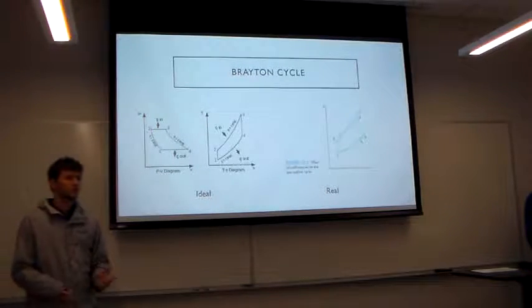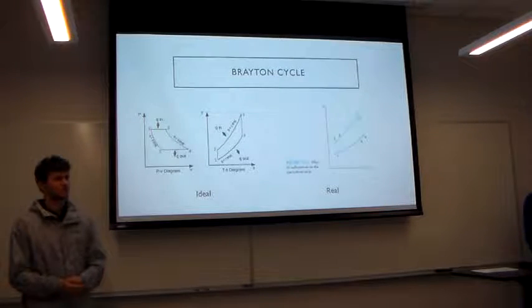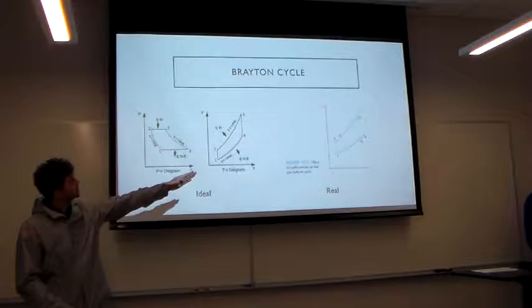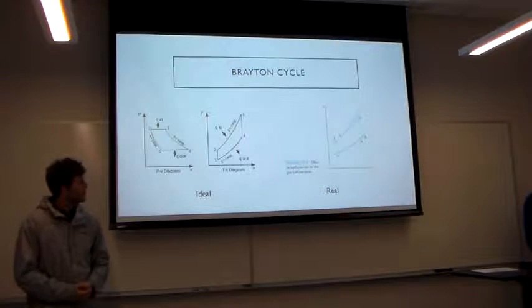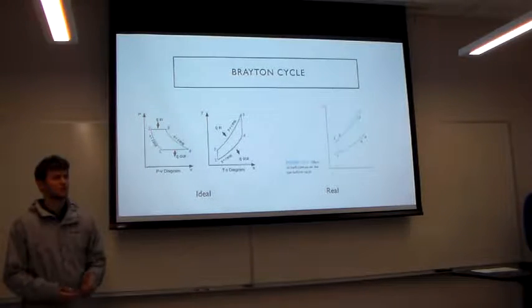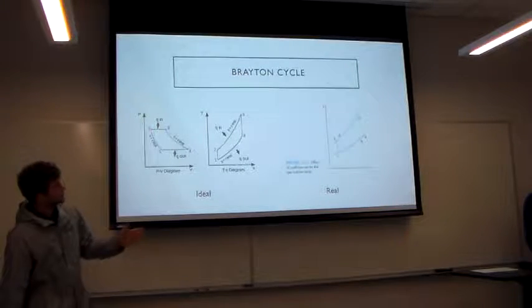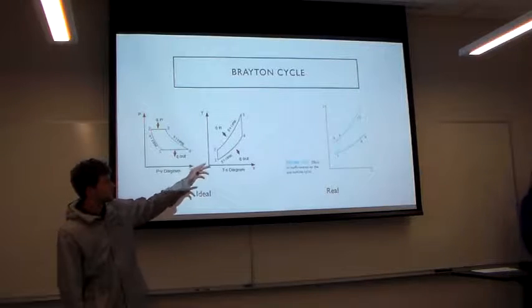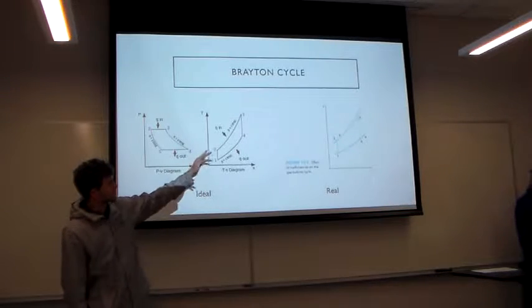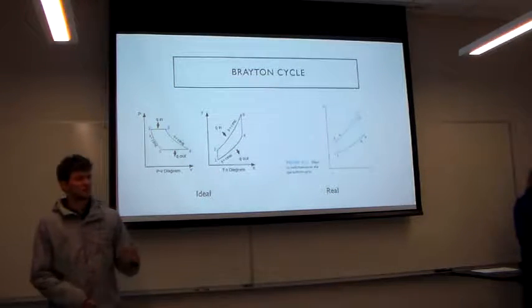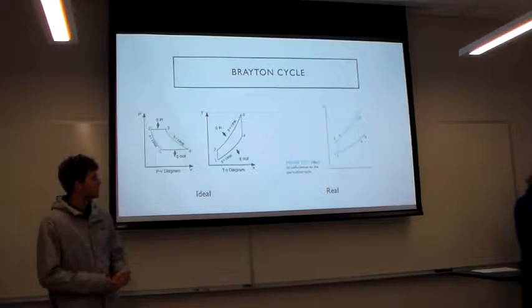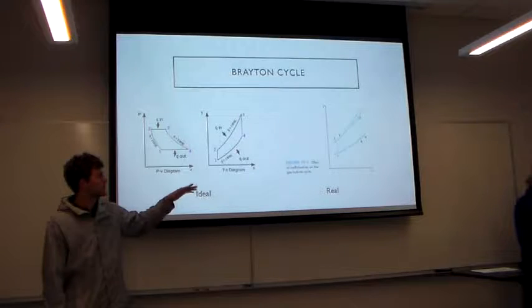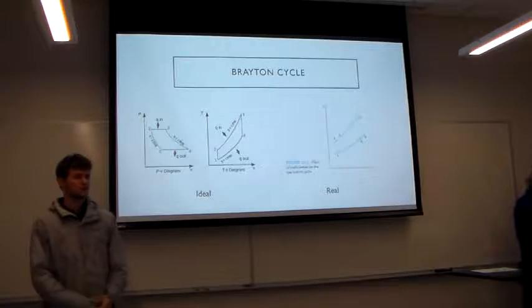But obviously, due to real life irreversibilities, friction, etc., this is not the case. So on the right here, we have an illustration to see the differences between ideal and real. Due to the second law, the entropy is going to go up from 1 to 2, which is the compressor, and it's also going to go up from 3 to 4, the first turbine. You also see that from 2 to 3, it does not quite follow the isobar. We lose a little bit of pressure due to irreversibilities.